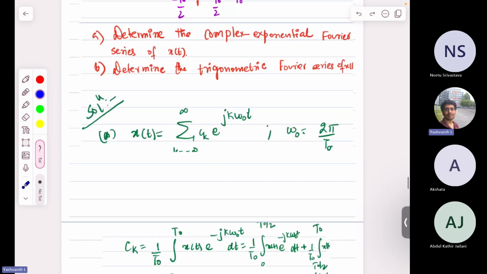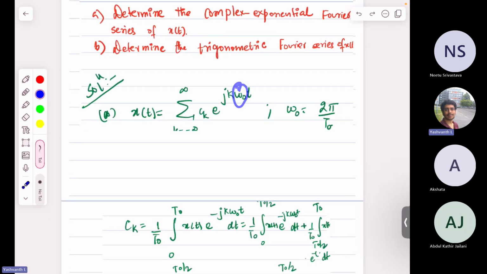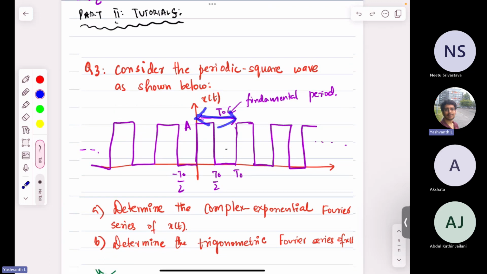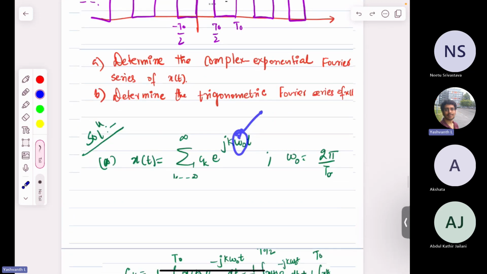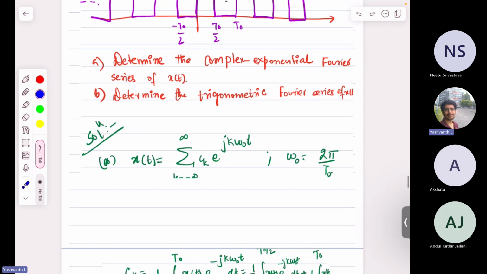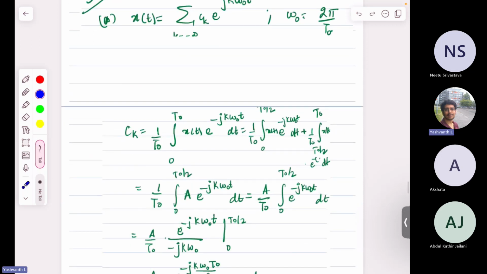If you recall, your Fourier series definition was that x of t should be represented as summation k equal to minus infinity to plus infinity ck into e raised to jk omega naught t, where omega naught is nothing but 2 pi by t naught, where t naught is the fundamental period. Now basically you know omega naught because t naught is given in the question. So omega naught is something known. What needs to be found is ck. If I know ck, then the complete characterization of the Fourier series is done. So now just go back to the definition of ck.